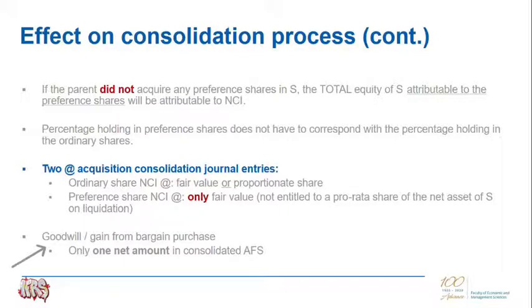So if you have goodwill from the one at acquisition consolidation journal entry and a gain from bargain purchase from the other, you first have to offset those two amounts against each other before you present one net amount in the consolidated financial statements. When we do the examples in Chapter 8, you'll see the effect of this.